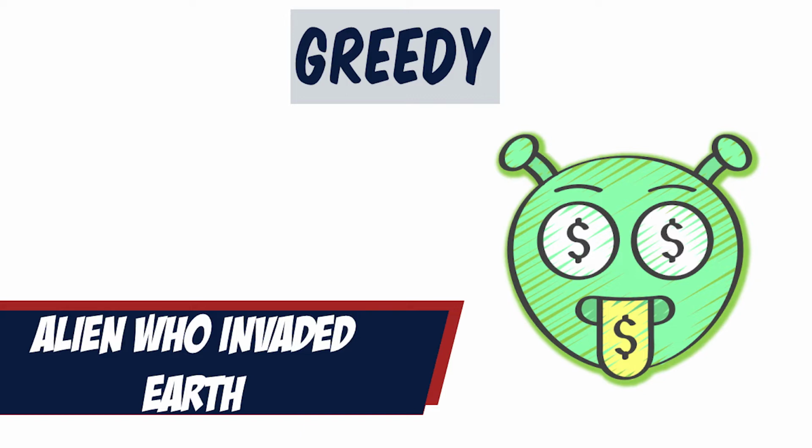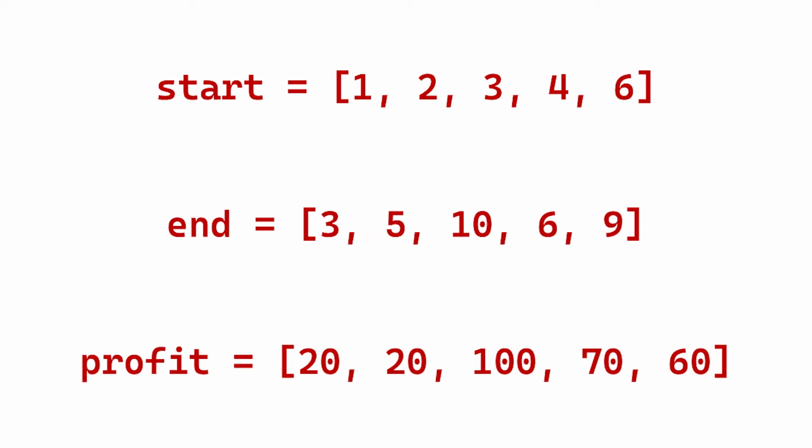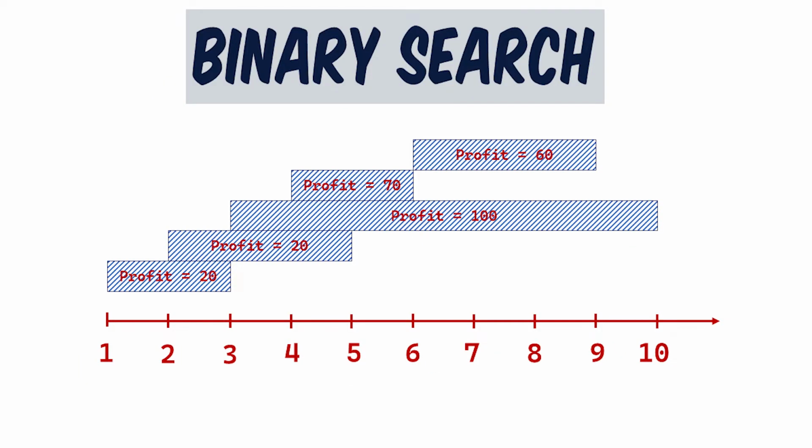in this current iteration. Now, let's take the start time as 1, 2, 3, 4, and 6. The corresponding end times will be 3, 5, 10, 6, and 9, and the profit will be 20, 20, 100, 70, and 60. Our task is to return the maximum profit such that there are no overlapping intervals.